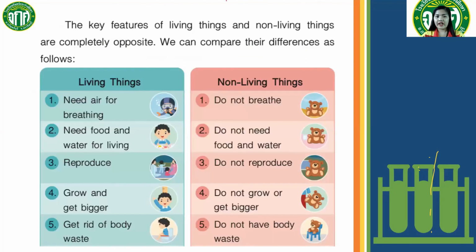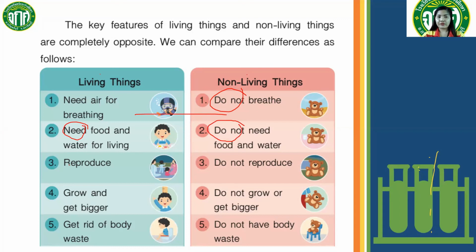So we have here a summary. The key features of living things and non-living things are completely opposite. We can compare their differences as follows. Again, we have living things and non-living things. The first one is need air for breathing for living things, while the non-living things do not. Next, number two, need food and water for living. And the non-living things do not need food and water.